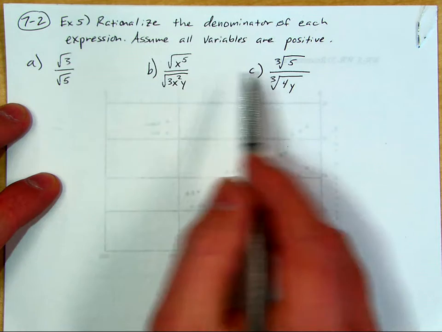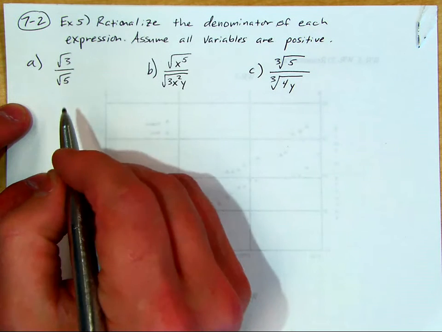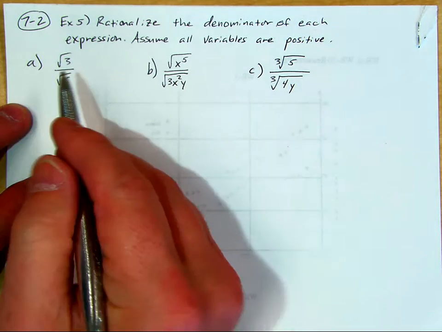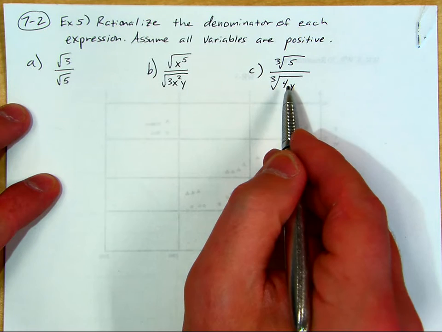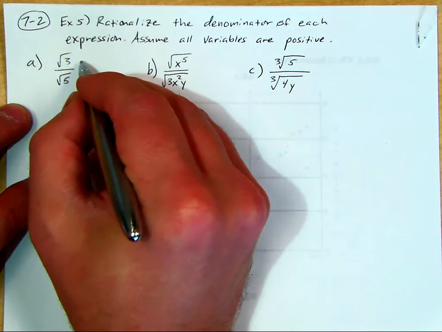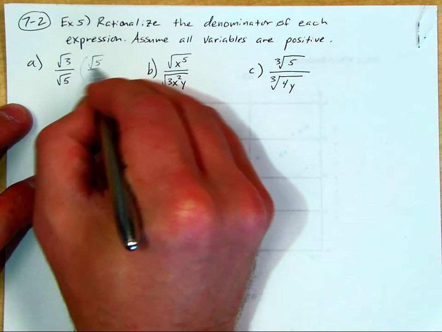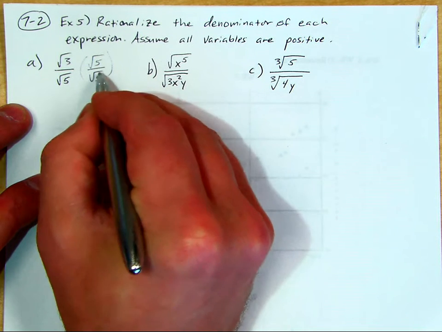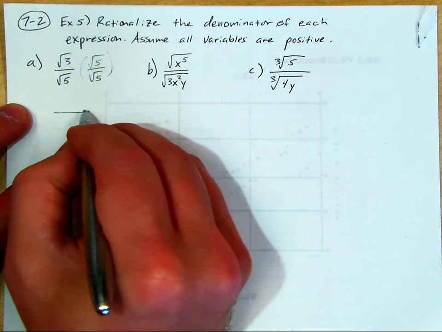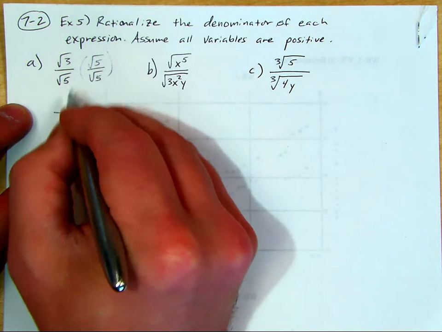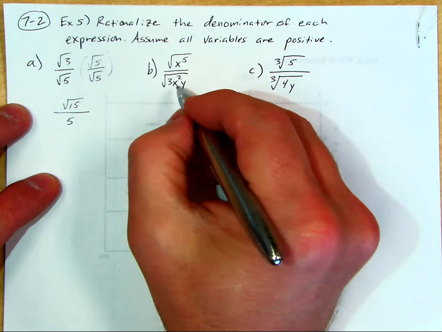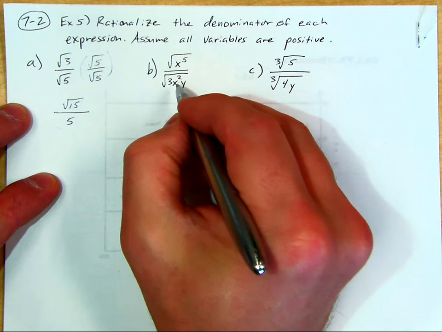Remember, for all of these, the concept is we want to multiply each expression by 1, but that 1 is going to look like something that makes the denominator pop out to be a whole number. For letter A, this one's kind of easy. We're just going to multiply by rad 5 over rad 5. That's equal to 1, but it's going to make rad 5 times rad 5 is rad 25, and rad 25 is 5. 3 times 5 is rad 15. That one's done.